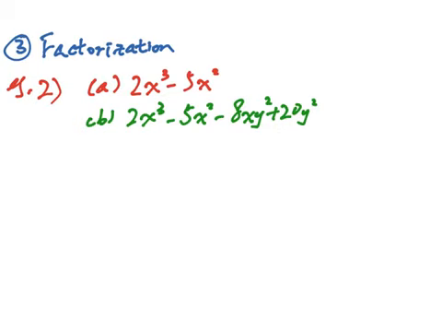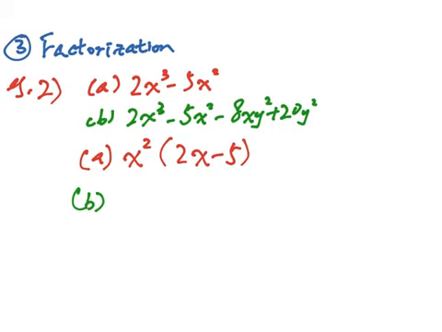Let's see another example. This time, we can take out the common factor x squared. So it becomes x squared times 2x minus 5.